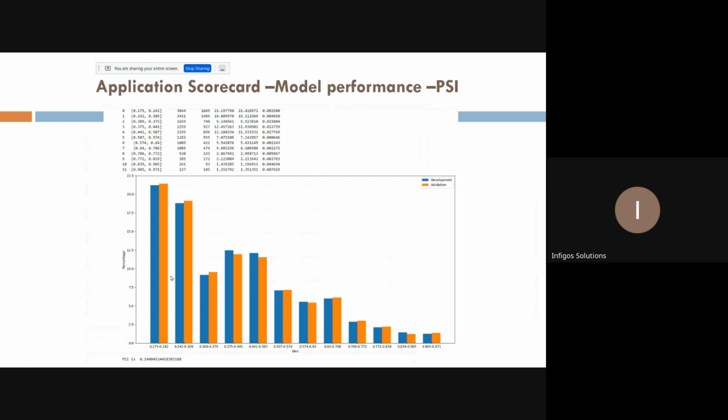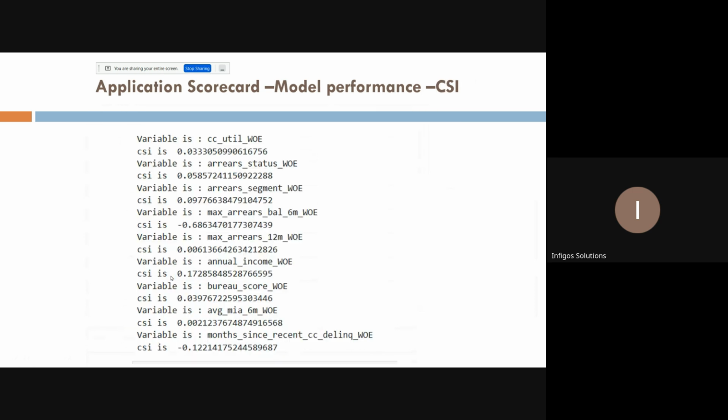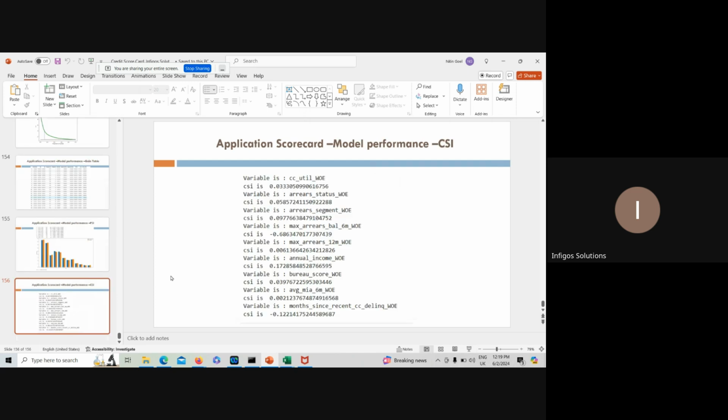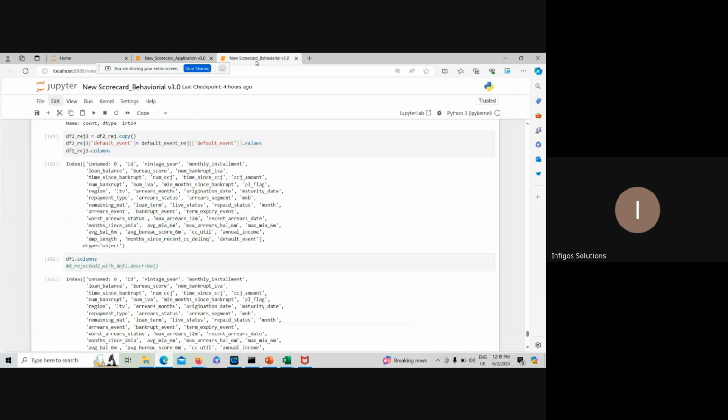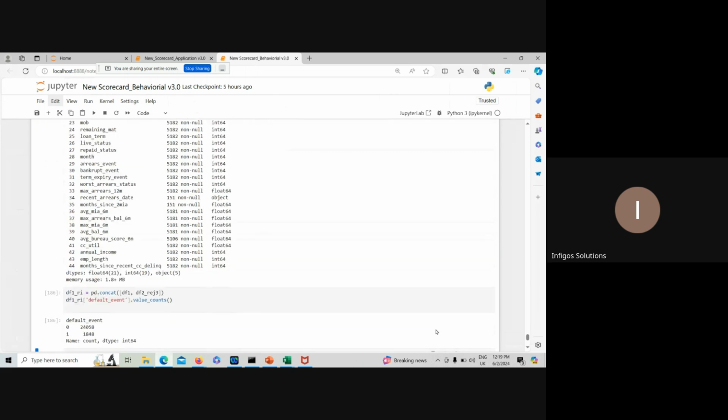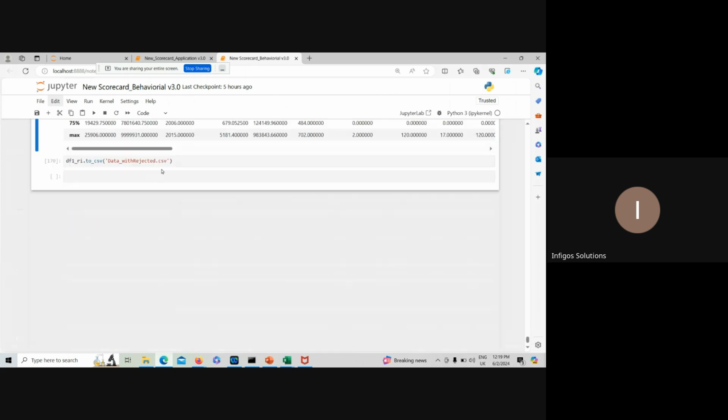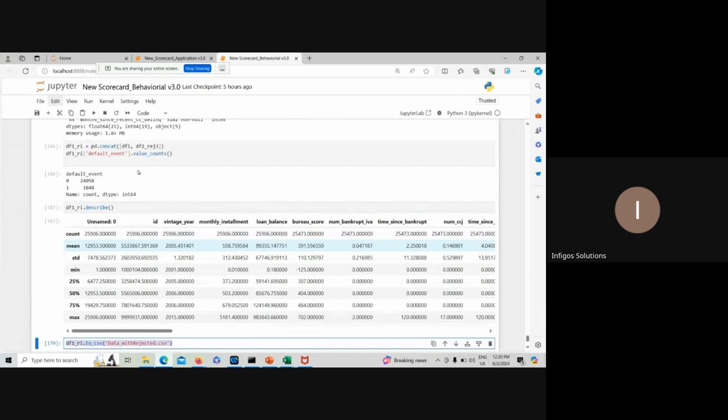This is PSI, it's 0.14. This is CSI. So guys, you need to build the scorecard on this data as an exercise. This data will come from the output of this. Anybody want to ask any question? Because my presentation is over, the code is also over.